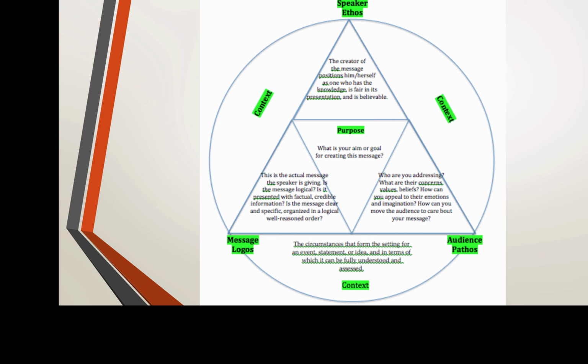Aristotle had this triangle, and some of you have seen this triangle, which breaks everything down into the message, the speaker, and the audience. So the speaker has a message. That message has to be given to the audience, and it's wrapped with this whole thing of context. And context is the circumstances that form the setting for the event or the statement or the idea or whatever you're talking about, what this argument's all about, in which it can be fully understood and assessed by the readers. So you have to keep in mind what your purpose is. What is your purpose? What's your aim, your goal for creating this message?